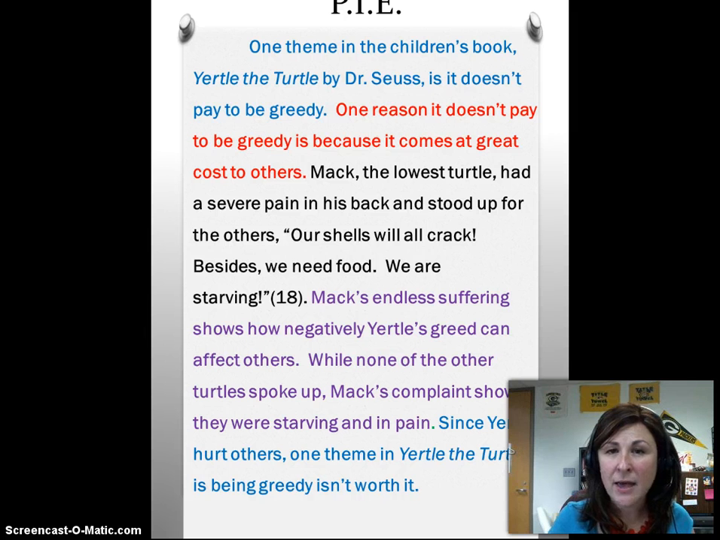You'll notice that in my explanation, the purple part of this paragraph, I write more than one sentence talking about how Mac's suffering is proof of how Yertle's greed negatively affects others. I also talk about how the other turtles, even though they didn't speak up, were also starving and in pain, and Mac proves that through his quote. So this is the beginning of how to write a PIE paragraph. Next we'll talk about how to take a PIE and use it in a 5-paragraph essay.